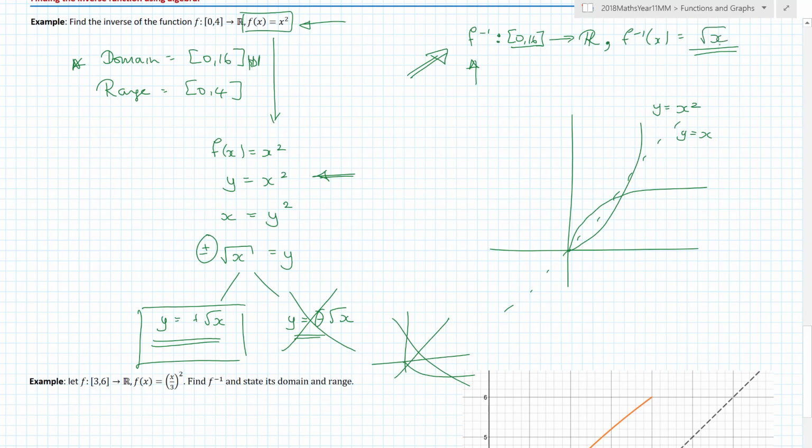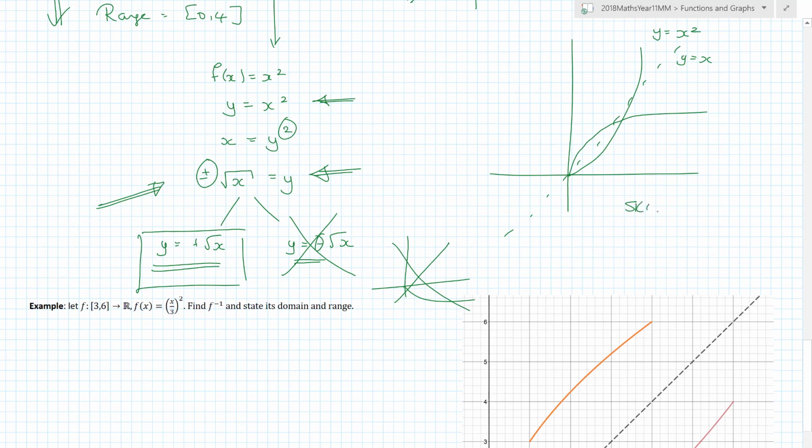Job done. So three stages to this. One, find the domain and range of the original function and then flip it, which I've already done here. Two, make sure you swap the x and the y in the formula and rearrange it to y equals. And whenever you get a square, realize you have two possible functions, which you have to sketch and make sure you choose the right one. And again, I can't impress this enough: sketch, sketch, and sketch. The more sketches you draw, the better you will be at this.